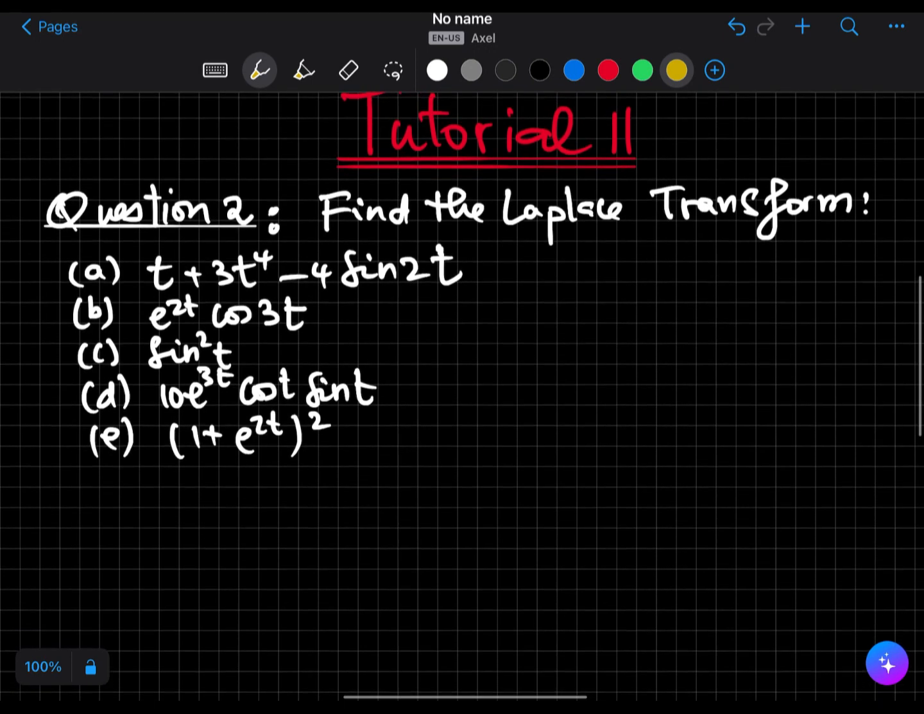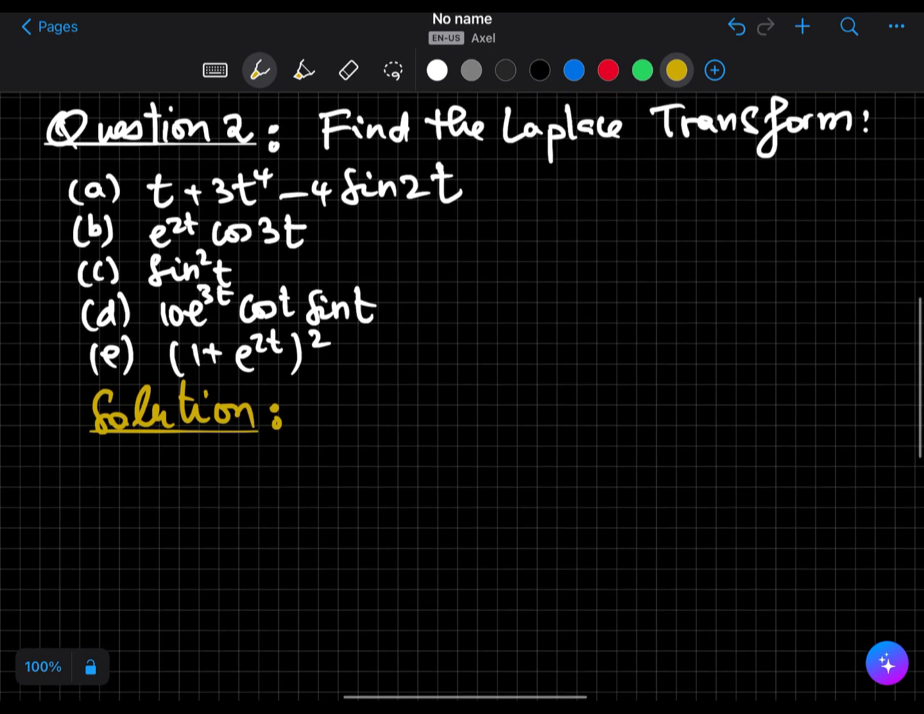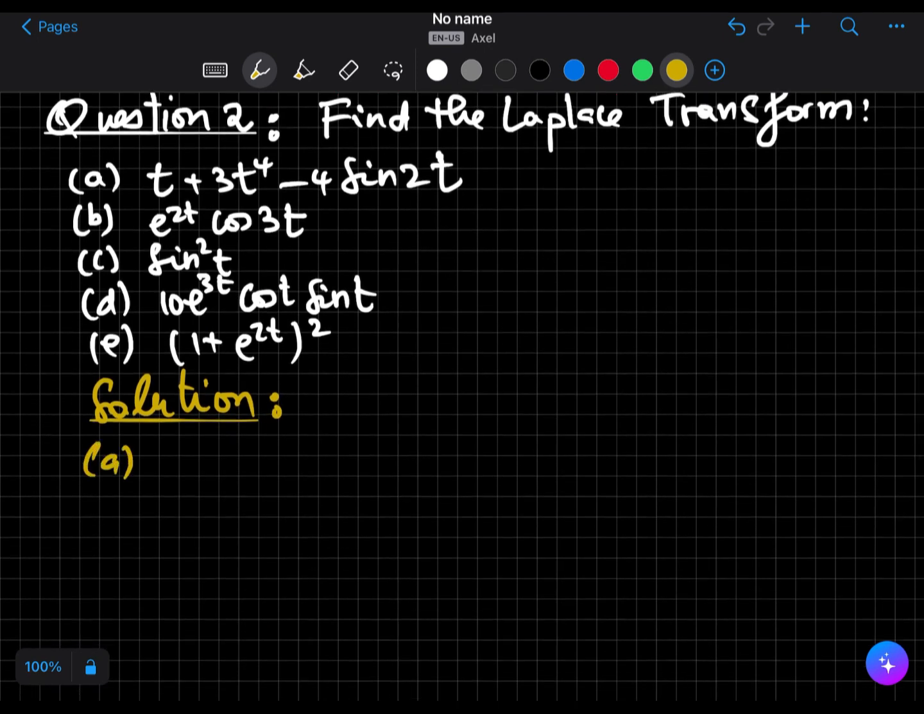Hi class, welcome to this new video of tutorial 11 focusing on Laplace transform, and here we want to solve question 2. You are asked to find the Laplace transform of each of the 5 functions. Now, as a solution, let's have a look at the first function.